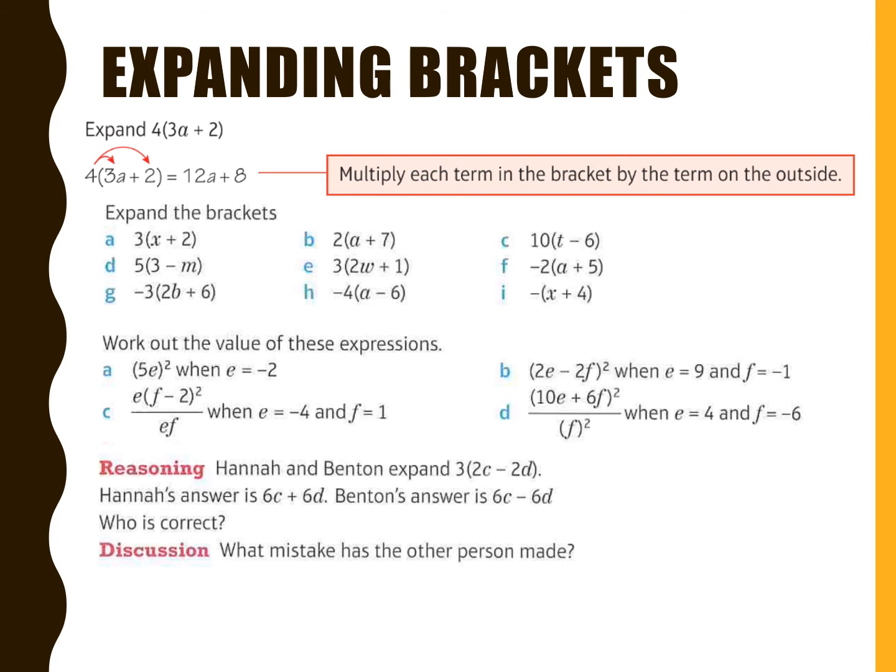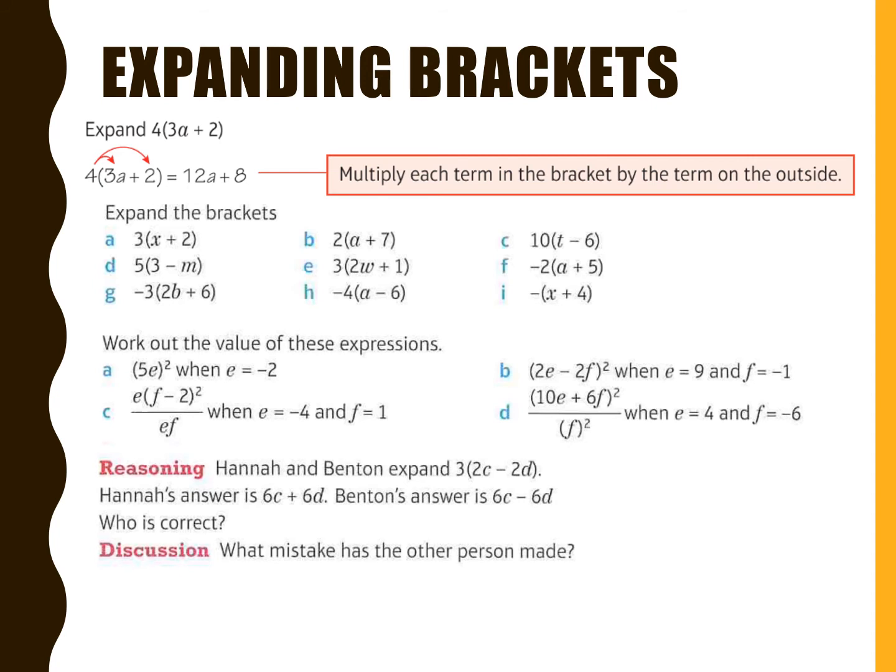Okay, Hannah and Benton expand 3 in brackets 2c minus 2d. Hannah's answer is 6c plus 6d. Benton's answer is 6c minus 6d. Who is correct? Again, a reasoning question. Make sure your reasoning questions have value in them and you're using mathematical concepts. So in this case, we're getting 3 times 2 is 6c minus 6d. There's a minus here. So Benton's answer is correct, but of course you're not going to just say Benton's answer is correct, because if you expand this, you get that. You have to prove it.